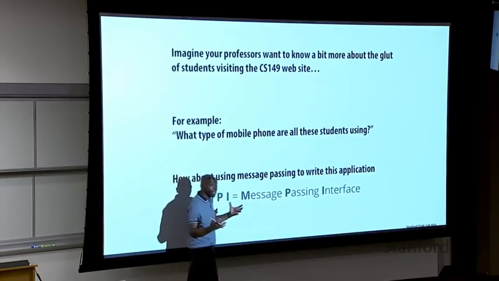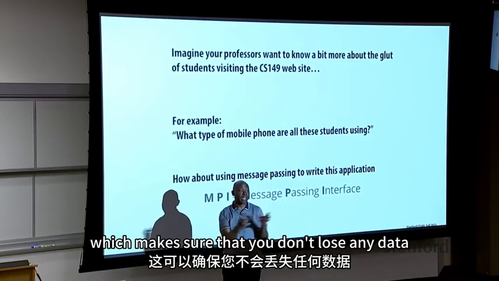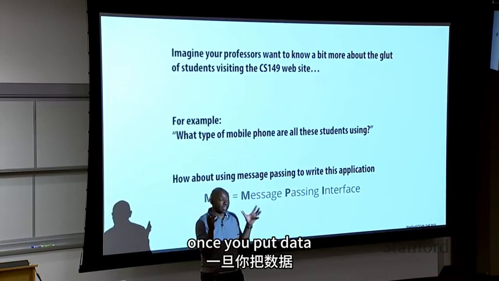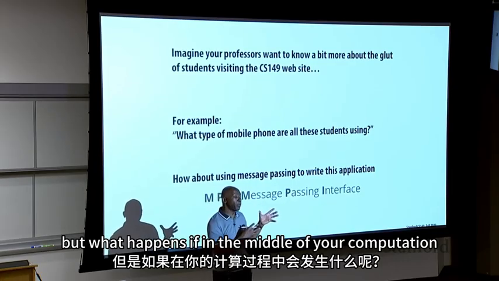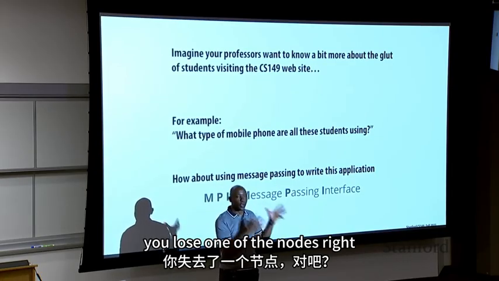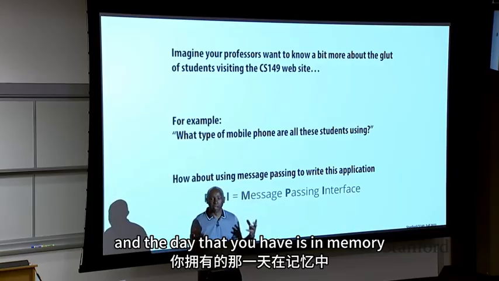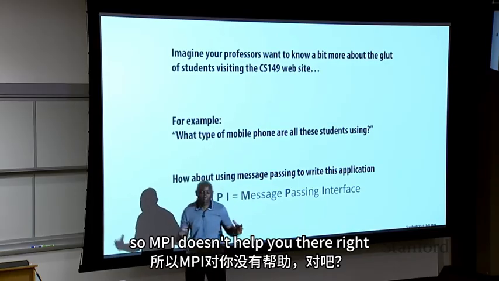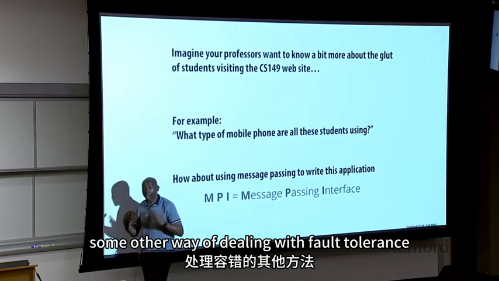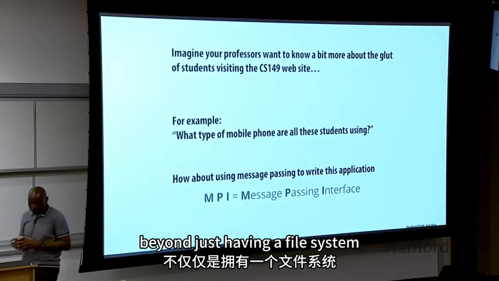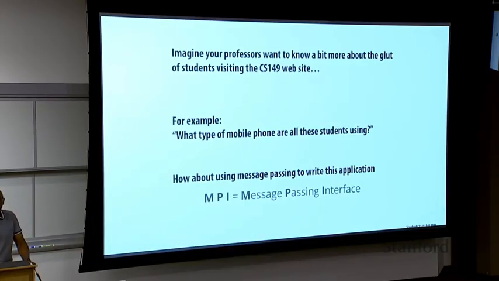So there's one thing: we've got this persistent distributed file system which makes sure that you don't lose any data once you put data in the file system. But what happens if in the middle of your computation you lose one of the nodes, right? And the data that you have is in memory, right? Then you've lost that. So MPI doesn't help you there, right? You need some other way of dealing with fault tolerance beyond just having a file system that doesn't lose data.